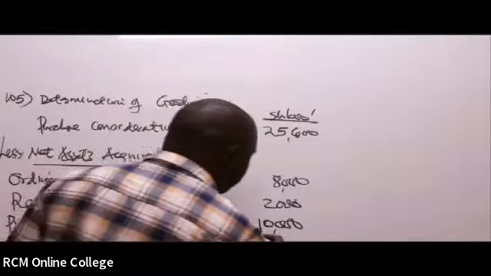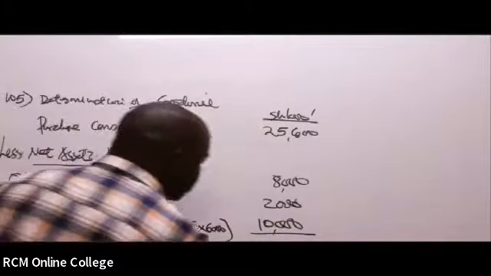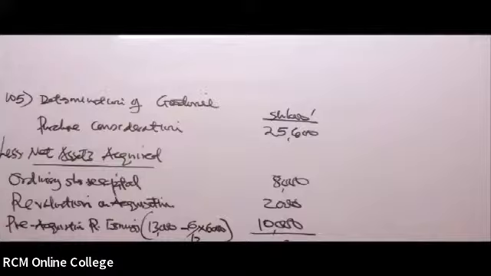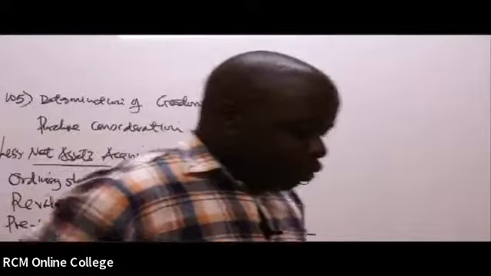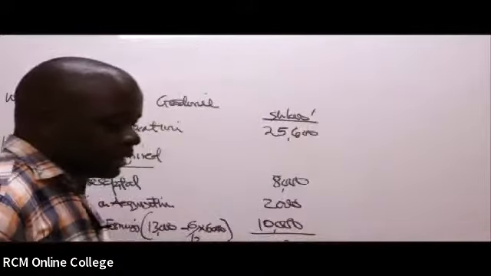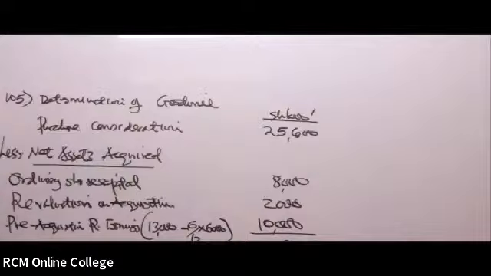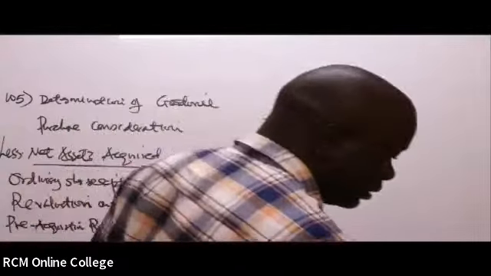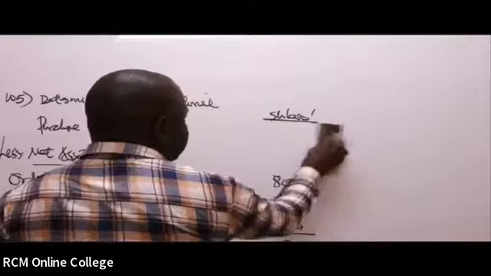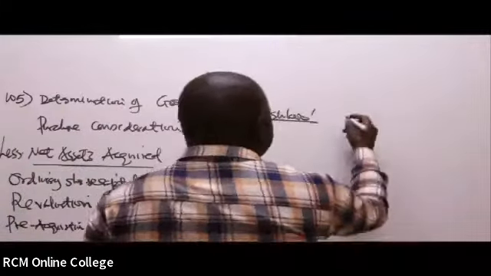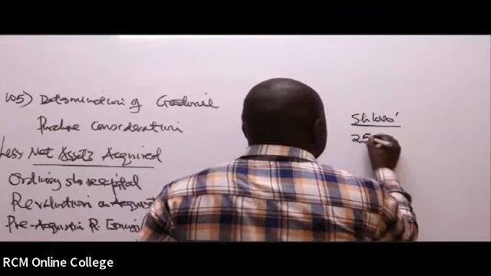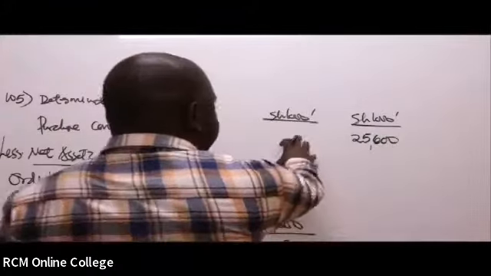So therefore, in this case, you get a total of 20 million. So for us to know the goodwill attributable to the holding company, you can change something a bit here. Put another column here so that I can explain this one, and put the 25,600 here. You can just remove it here and then put it there.